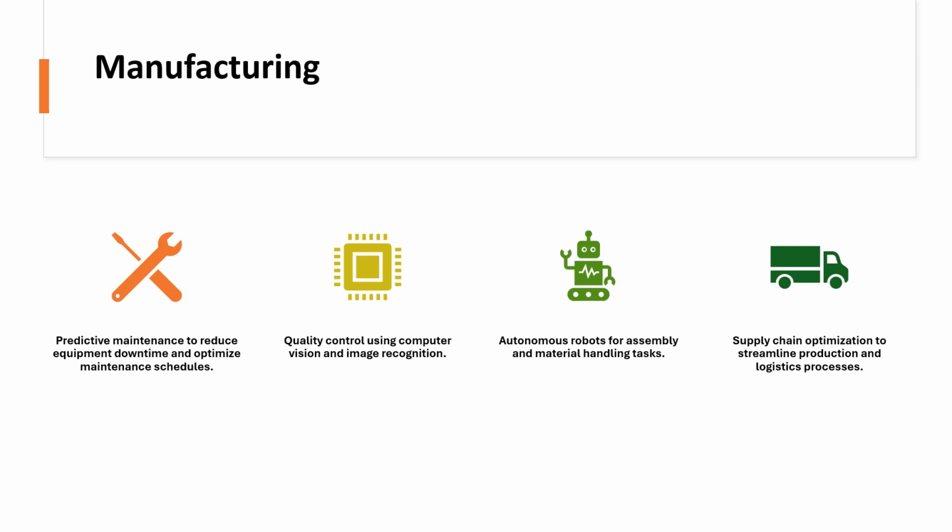Autonomous robots, you see nowadays in a lot of industries, they are using robots for assembling cars, or moving things from one place to another. So this also plays a huge role in manufacturing industries. And supply chain automation optimization is also key, which makes for an efficient logistics process. And these are the key points for the manufacturing industry.